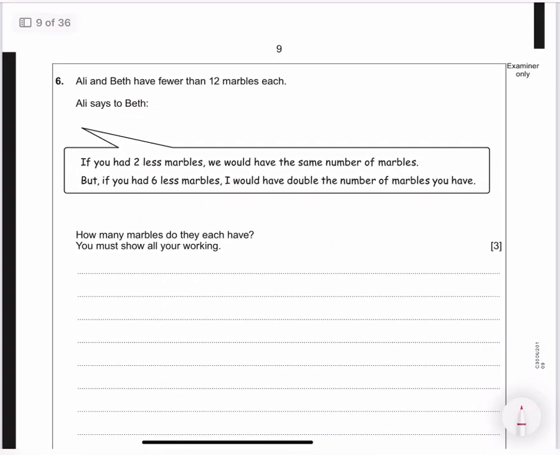£25.05. Question 6. Ali and Beth have fewer than 12 marbles each. Ali says to Beth, if you had 2 less, we would have the same number of marbles, but if you had 6 less, I would have double the number of marbles you have. So you can use an algebraic method here, or you can use trial and error. I'm just showing you how to use trial and error.